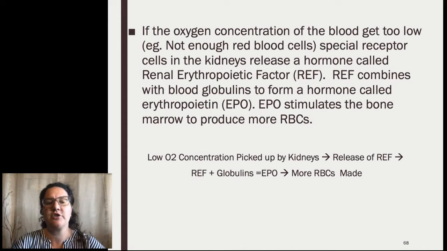So if the oxygen concentration of the blood gets too low, special receptors in the kidneys release a hormone called renal erythropoietic factor, which combines blood globulins with a hormone called erythropoietin to stimulate the blood to produce more red blood cells.